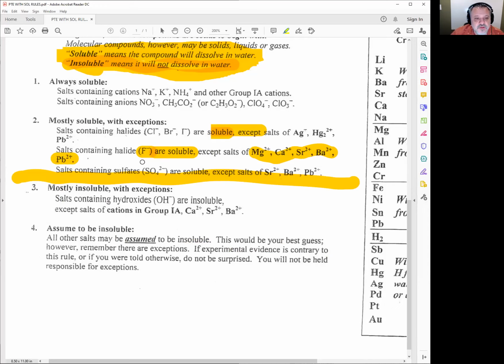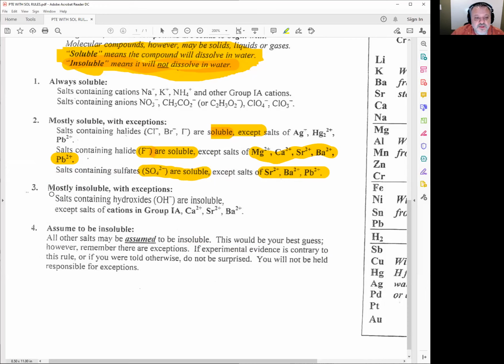Okay. Sulfates are generally soluble except with these 3 cations. So sodium sulfate is soluble, but barium sulfate is not soluble. Remember, if it's soluble, then it's dissolved in water. That means that the state in the formula would be aqueous. If it's insoluble, it means it won't dissolve in water, so the formula will be solid.